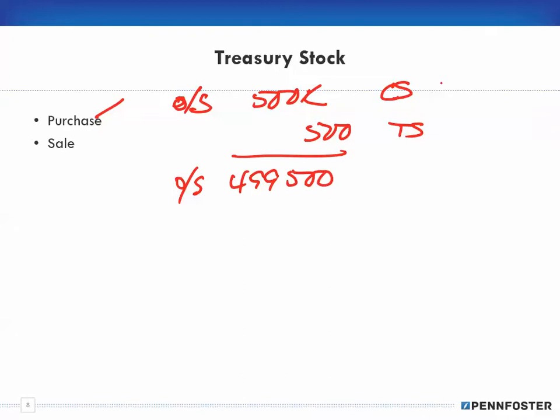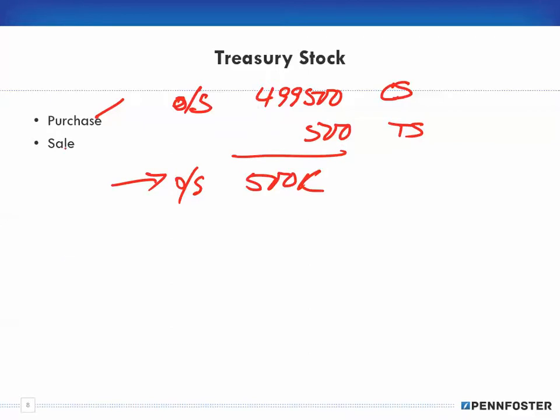So now our outstanding shares are 499,500 shares. And on our balance sheet, our common stock will change, and it'll be 499,500. I'm sorry, my outstanding is not that. My outstanding still remains at 500,000. Sorry about that. But the change is that instead of having 500,000 of common stock, now we only have 499,500 because we have 500 in treasury stock. So we still have the same amount of outstanding shares.